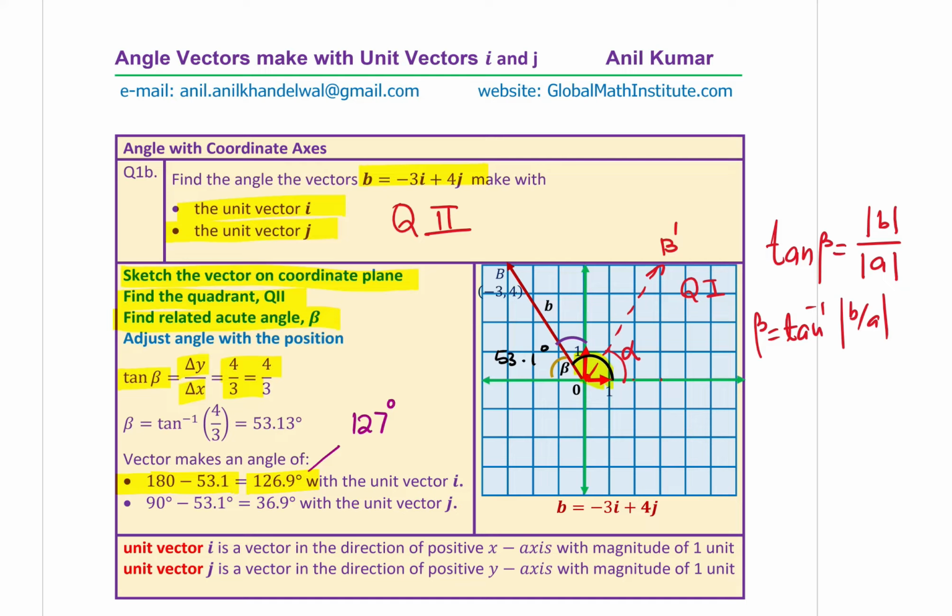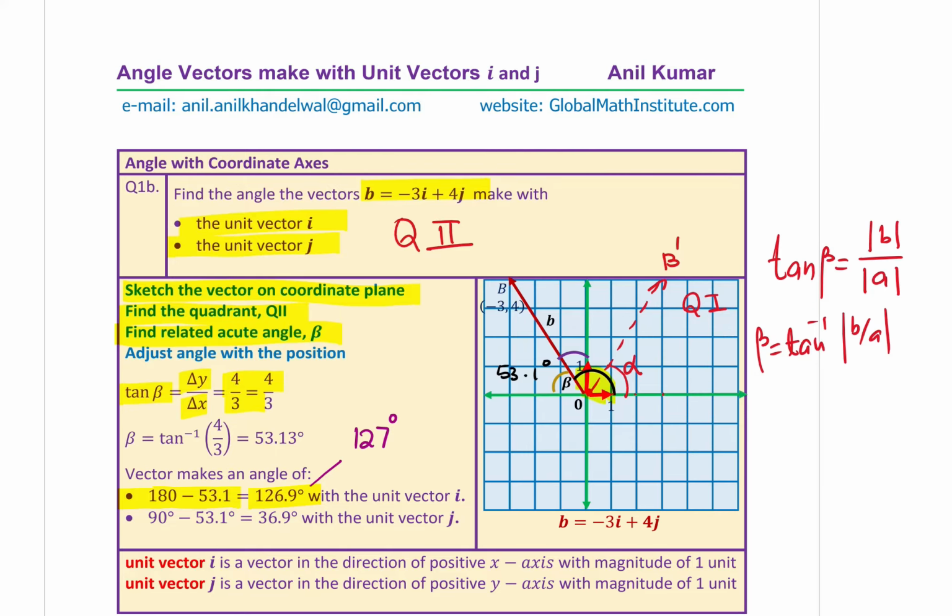Perfect. The next one here is 90 degrees minus 53.1 degrees. When you take away, you get 36.9 degrees as your answer for the direction which the vector is in with the unit vector j. Perfect. So that is how it is to be solved.